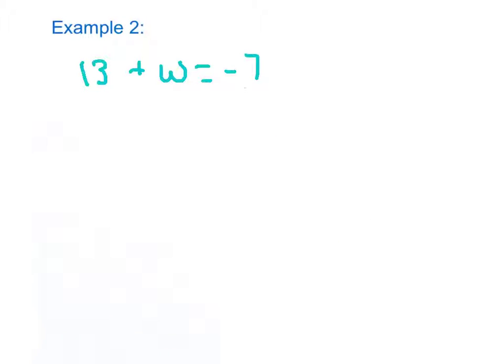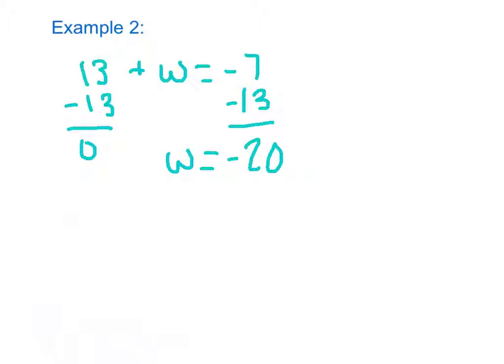Let's try another example. If 13 plus w equals negative 7, you would cancel out 13 by subtracting 13. Then you would subtract 13 from the other side of the equal sign, which equals negative 20. You would then be left with w equals negative 20. Again, you would check your answer.